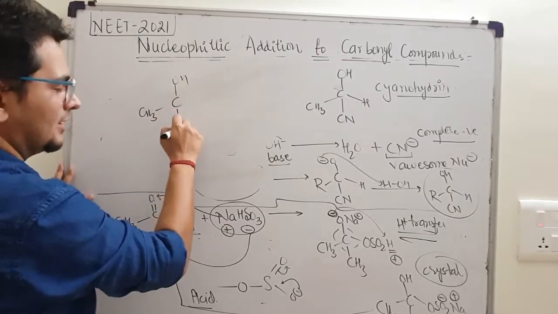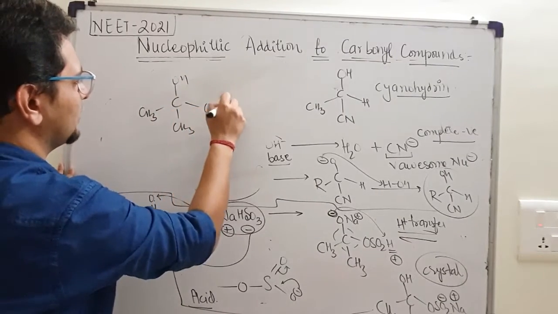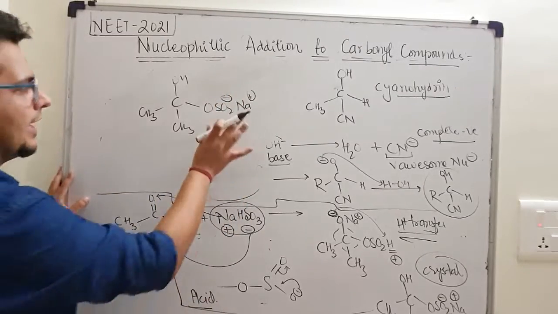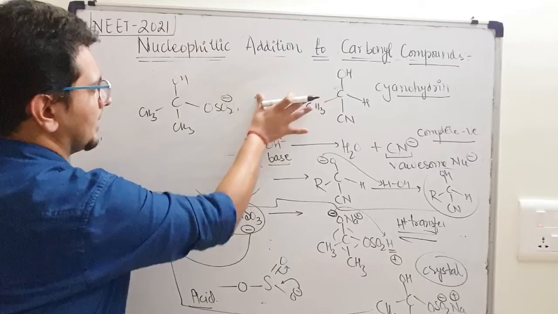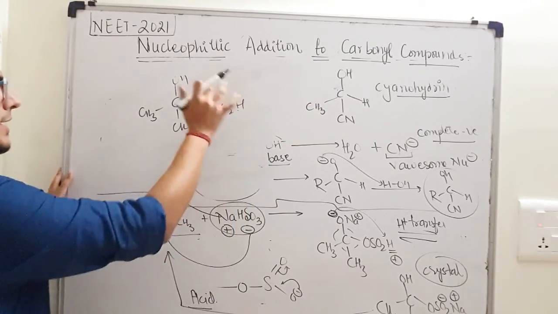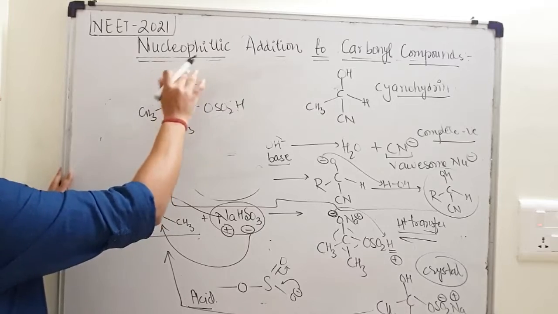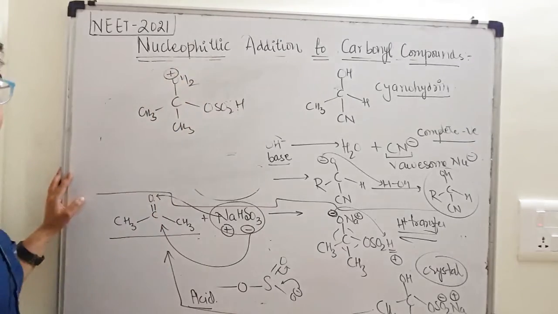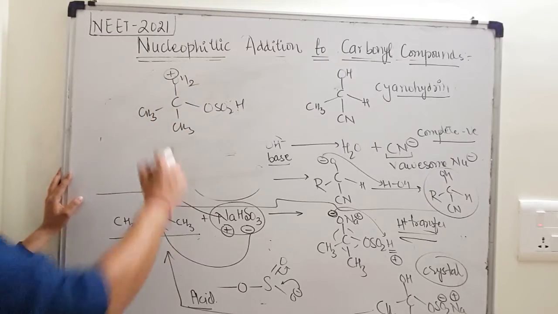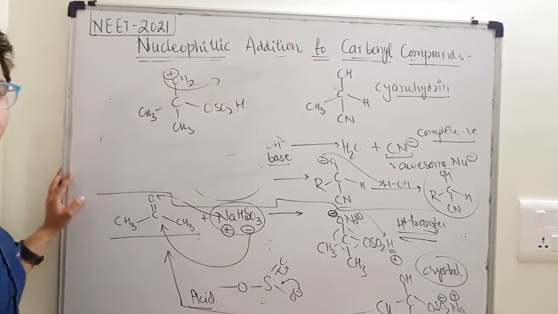CH3CH(OH)SO3⁻ Na⁺. Let's say I add some acid. What will happen? If I add some acid, this Na⁺ will go. Secondly, this will also get protonated and become H2O⁺. Then what will happen? Nothing, it will try to go away. So okay, good, gone. Then what?